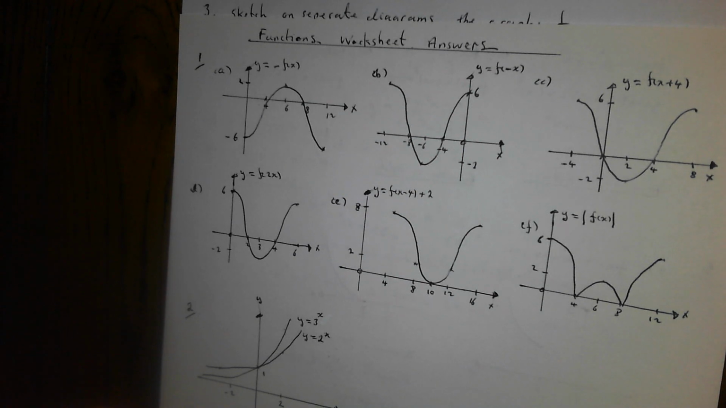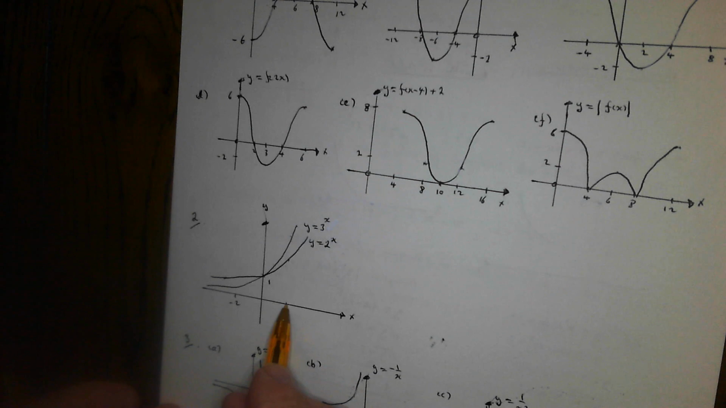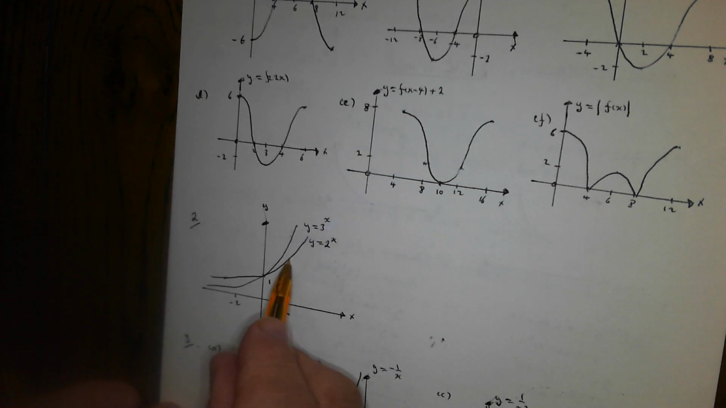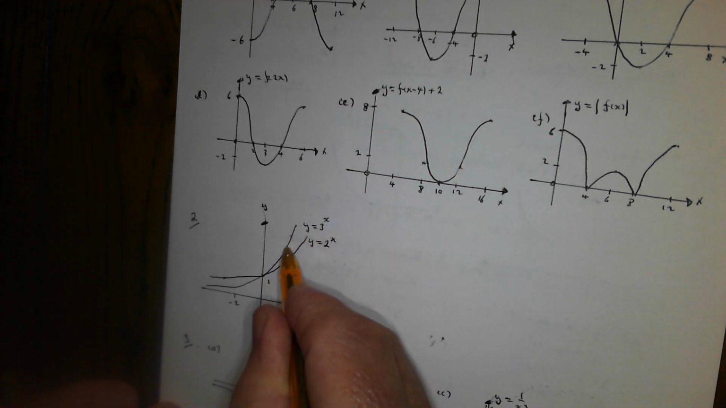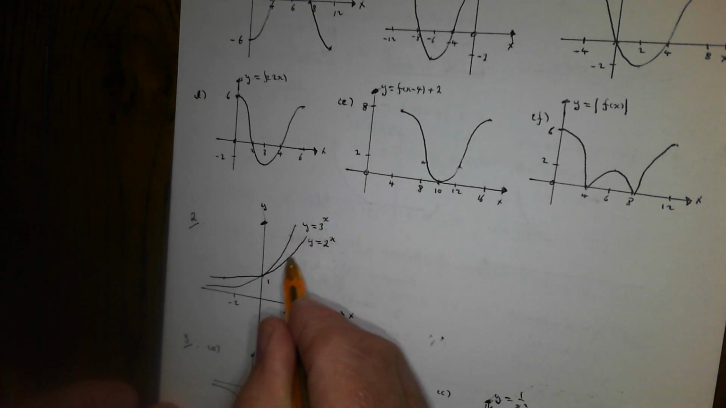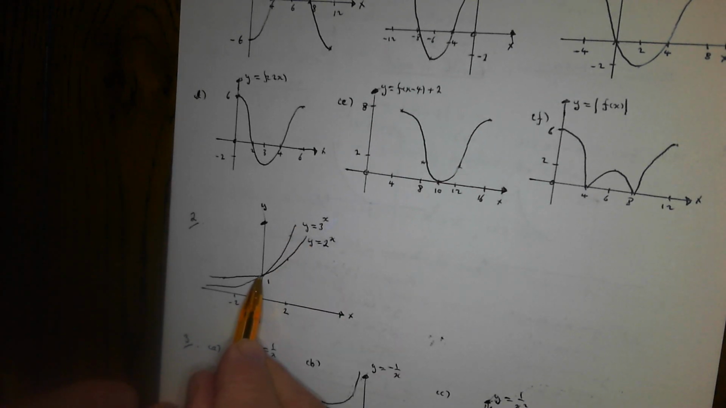Question 1. Question 2, just note that if, for example, x is 2, 2 to the x is 4, and 3 to the x is 9. So 3 to the x is always above 2 to the x here. But when you're dealing with negatives, like say minus 2, 3 to the minus 2 is 1/9. 2 to the minus 2 is a quarter, and a quarter is bigger than a ninth, so it dips underneath. Not drawn brilliantly, but there you go.